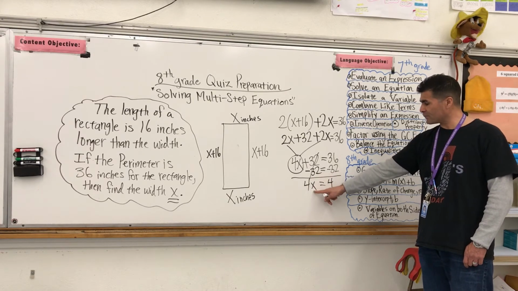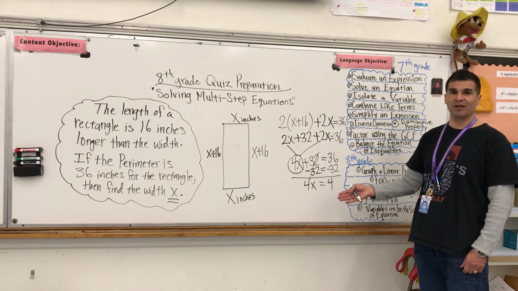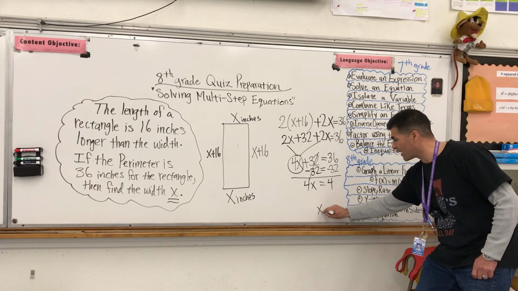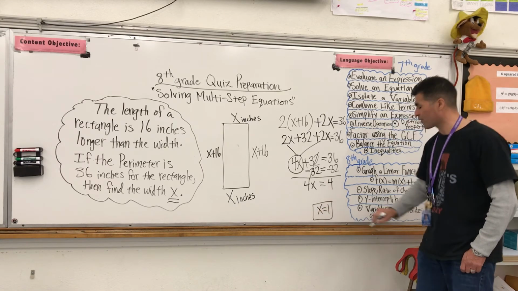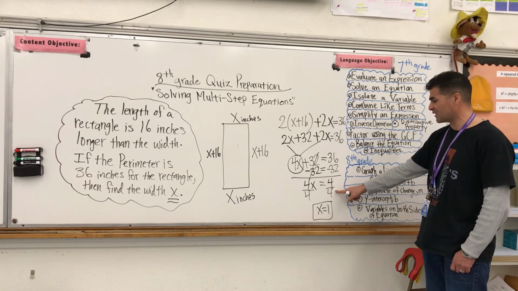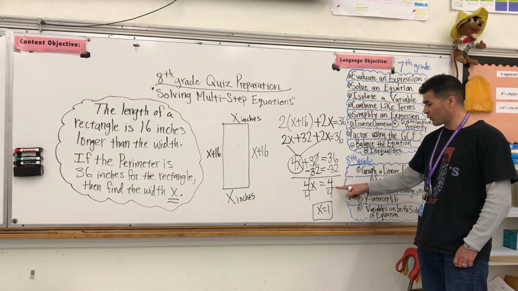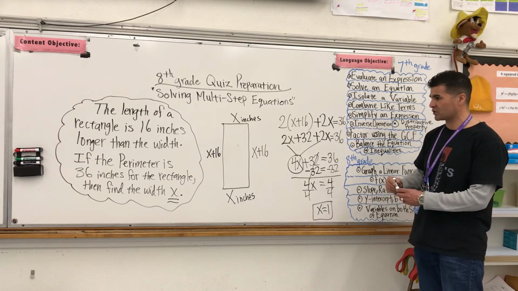Now we have 4 times some number equals 4 inches. A lot of you guys have probably already figured out that x is probably equal to 1. The way that we'd show our work is we'd divide by 4 and divide by 4 to balance the equation. 4x's divided by 4 is 1x, and 4 inches divided by 4 is 1 inch.